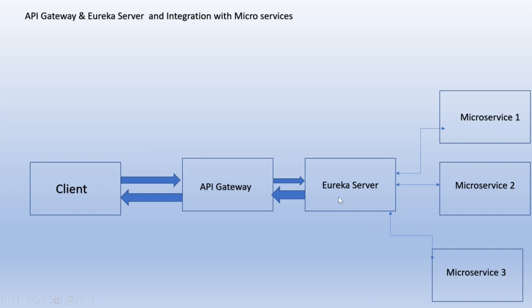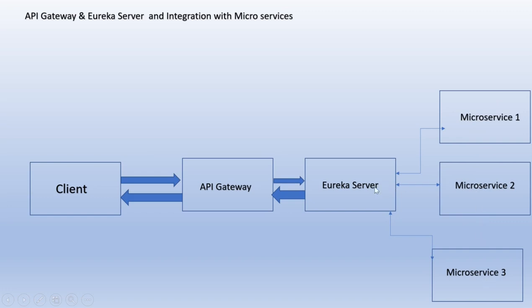That particular Eureka server will identify, because all the services are registered at the Eureka server. So if the client is looking for microservice one, microservice one will provide the response, and that response will pass through Eureka, Eureka will pass it to the API gateway, and the API gateway will pass it to the client. So this is the architecture, and here all the microservices are there, and these microservices are registered at the Eureka server.